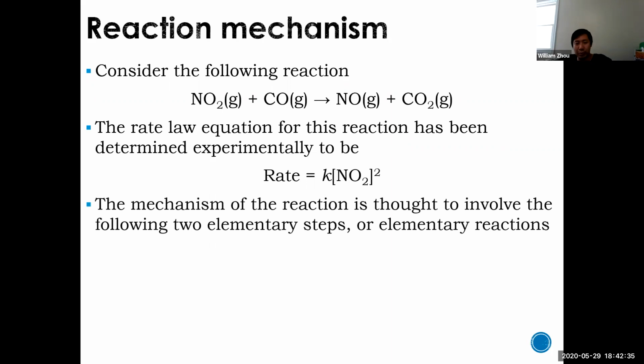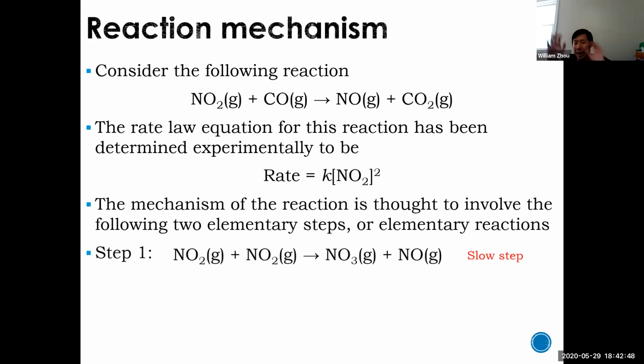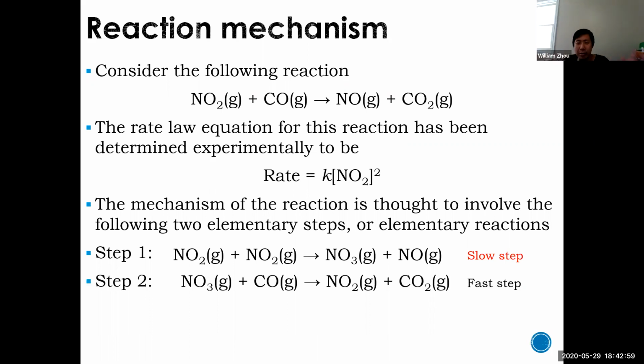All right, so we have determined the mechanism of the reaction as well. So to get this net reaction, it takes 2 steps, or 2 elementary reactions. Step 1, you take NO2, you combine it with another NO2 to make NO3 and NO. That's step 1. All right. Step 2, you take your NO3, you combine that with carbon monoxide to make NO2 and CO2. That is step 2. You see what I mean? So it takes 2 steps to get to your final product.